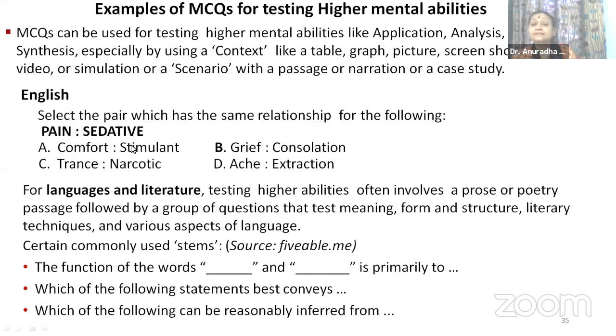Now look at certain higher mental abilities. How will you test some of these higher abilities? MCQs can be used, I repeat, can be used for testing higher mental abilities like application, analysis, synthesis, etc. Especially by using a context like a table, a graph, a picture, or a screenshot, or a video. Since you're using online examinations, you can definitely use screenshots also, or a simulation.